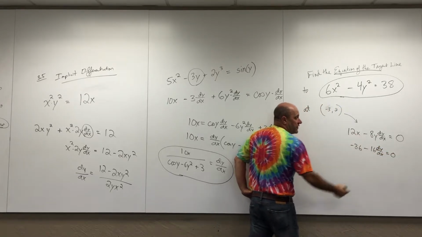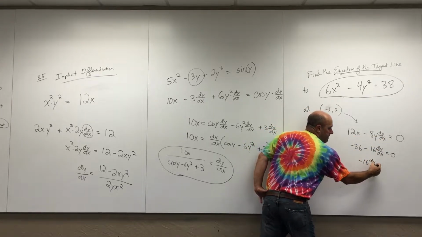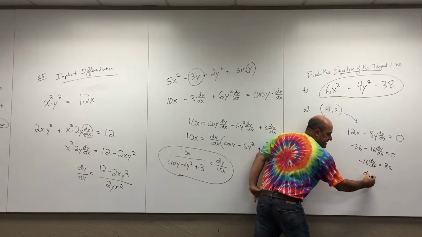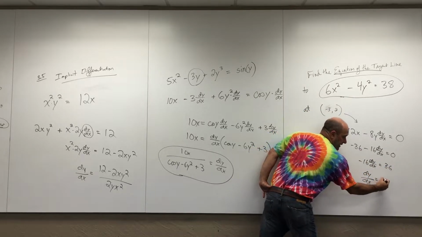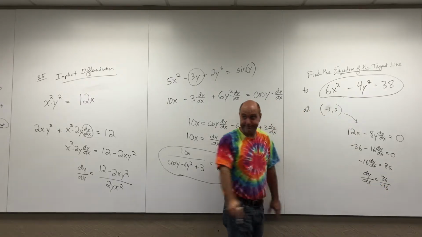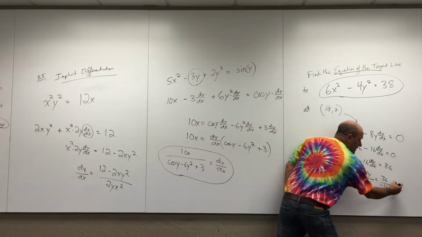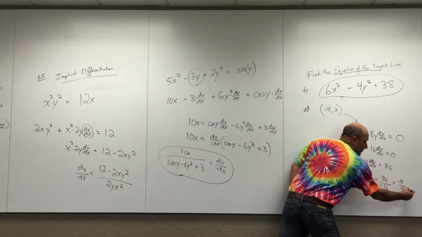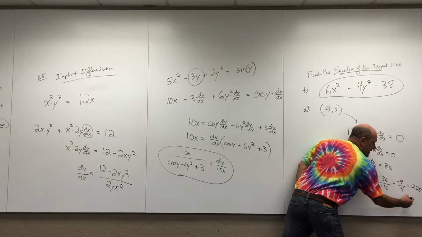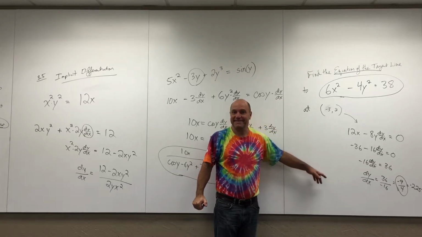Anyway, now I'll solve for dy dx. I'll move the 36 over. I'll divide by -16. So there it is, 36 over -16. Or -9/4. Or you could call that -2.25. Some of us like fractions.